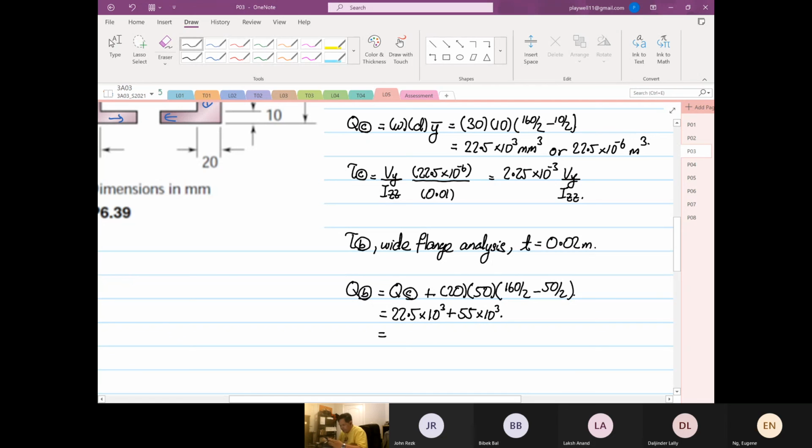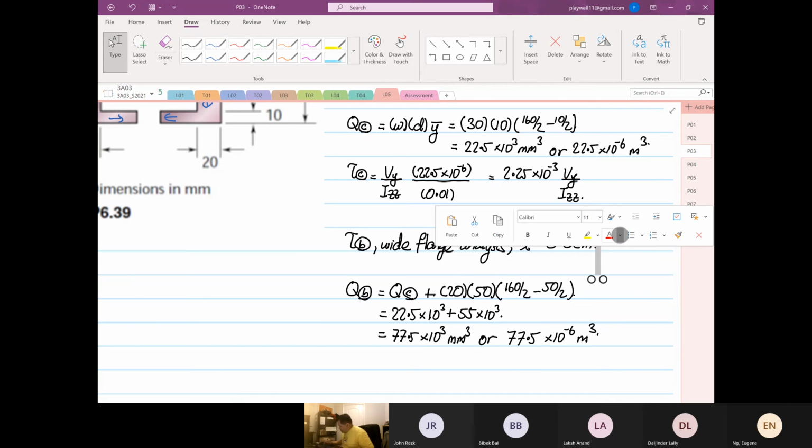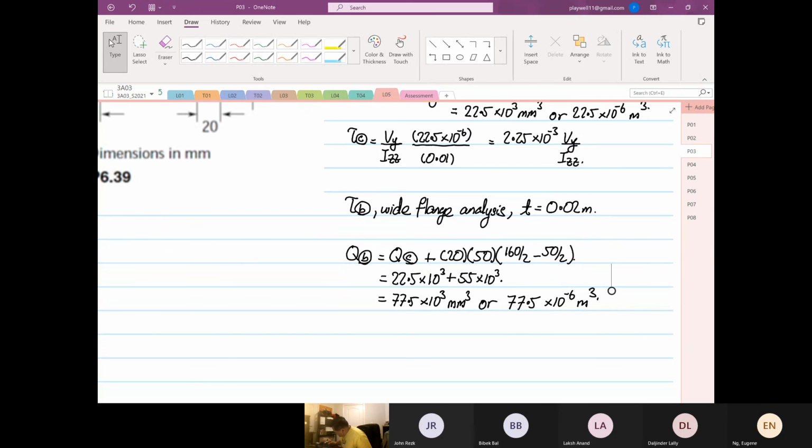So 55 plus 22.5 is equal to 77.5 times 10 to the power 3 millimeter cube, or 77.5 times 10 to the power minus 6 meter cube. Okay, so now the shear stress at point B is equal to Vy over Izz, right?